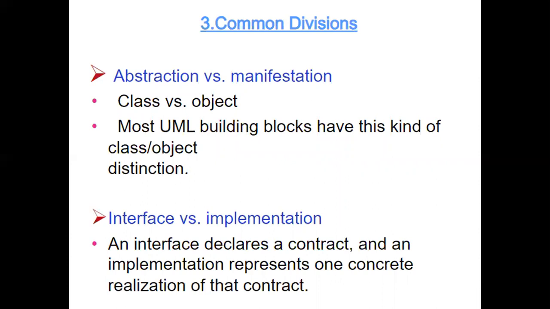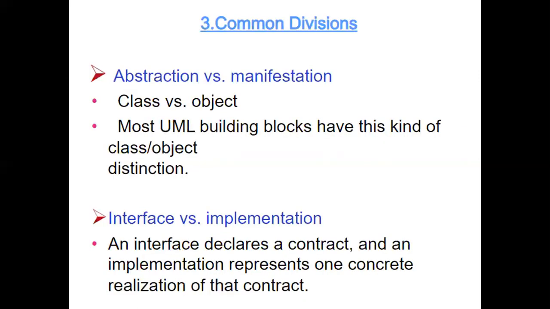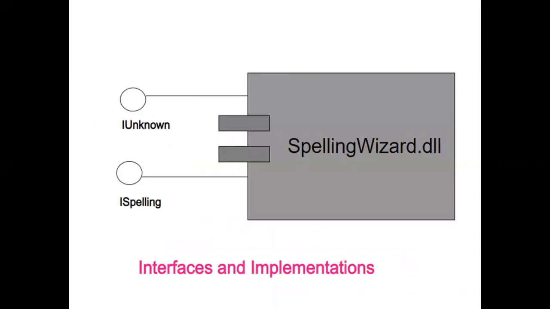Next one, the common divisions. That is, abstraction versus manifestation: classes versus objects. Most UML building blocks have this kind of class and object division. Interface and implementation. An interface declares the contract and the implementation represents the concrete realization. Interface and implementation. Next one.